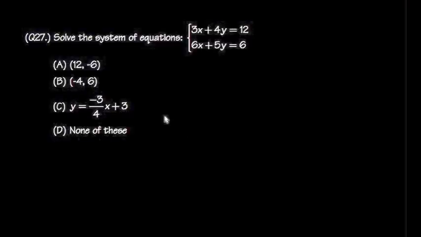Number 27, we are going to solve the system of equations. 3x plus 4y is equal to 12, and then the second equation is 6x plus 5y is equal to 6. We have two ways to solve a system of equations. We can use the substitution method, or we can use the elimination method.